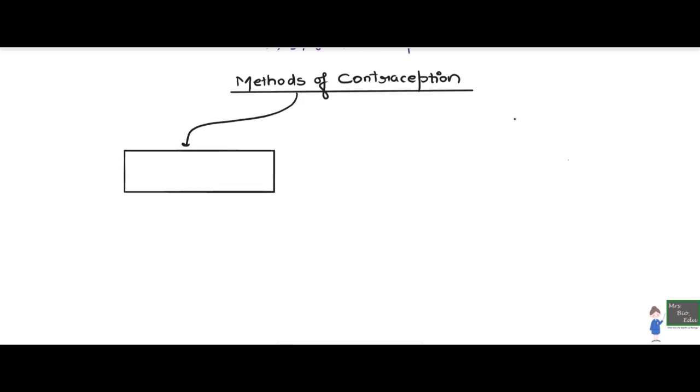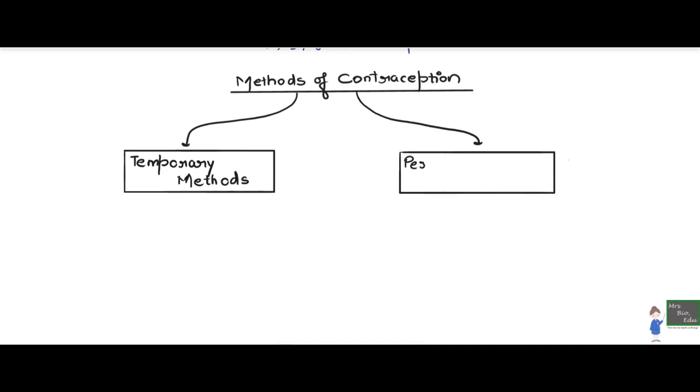Let's look at the methods of contraception. Broadly, we have divided them into 2 categories depending upon how long we want to use it. If we want short-term relief from pregnancy, we could go for temporary methods. And if you want to end it so that there are no more babies in this life, then we can go for permanent methods. Temporary methods have 9 sub-methods.